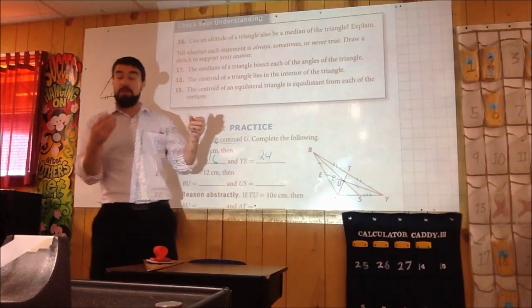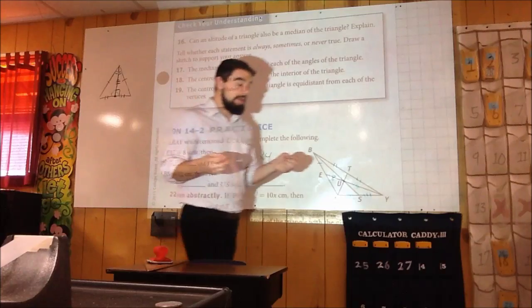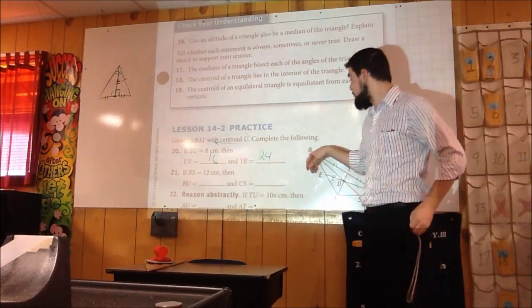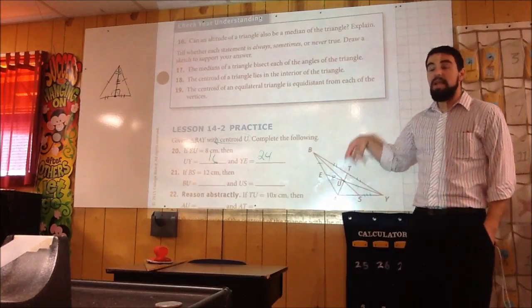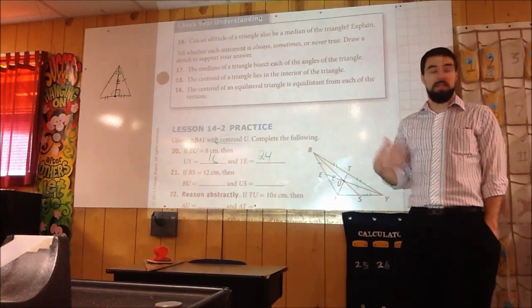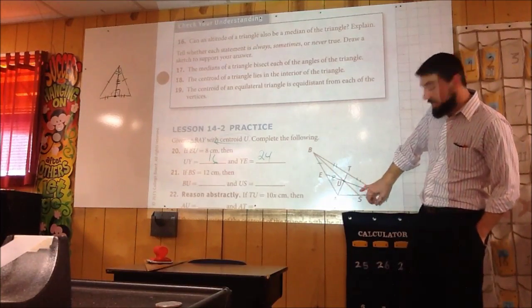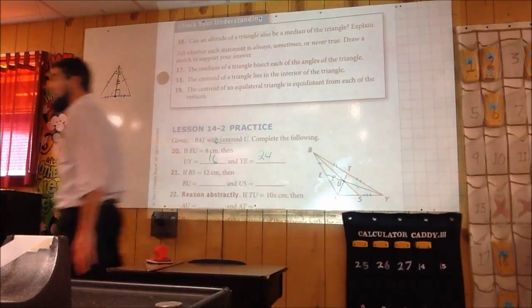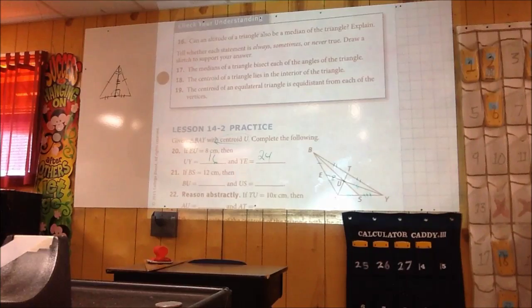How those two pieces relate to one another is that the larger piece, that will always go from the vertex to the centroid. That larger piece is twice as long as the smaller piece that goes from midpoint to centroid. All right, we'll move on to the next page, page 200.